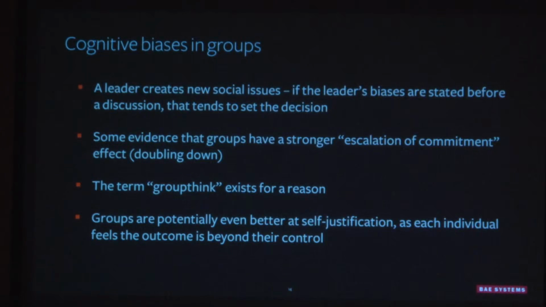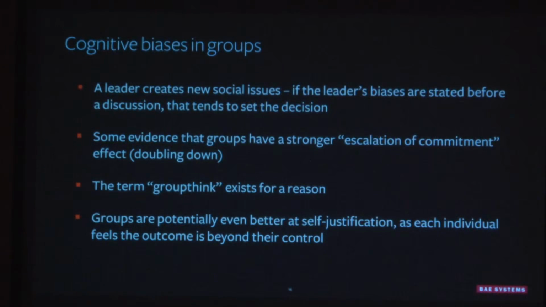So a leader, just in general, creates really new social issues. So obviously people probably want to agree with their leader, particularly since some leaders are very punishing if you don't agree with them. So if you're a leader or a manager, boss, you state your preference beforehand, people are more likely to go with that. Also, there's some evidence that groups have a stronger escalation of commitment, which is the doubling down effect. So basically, think about it like a feedback loop where if you've been pursuing one strategy, it doesn't necessarily work. Are you really going to be the person that's like, well, we just invested, say, $1 million in this project, but it's not working, so now we need to do something else? It takes, I guess, a certain level of gall, but also, again, a slight departure from how people typically behave in order to actually do that. So again, the term groupthink exists for a reason.